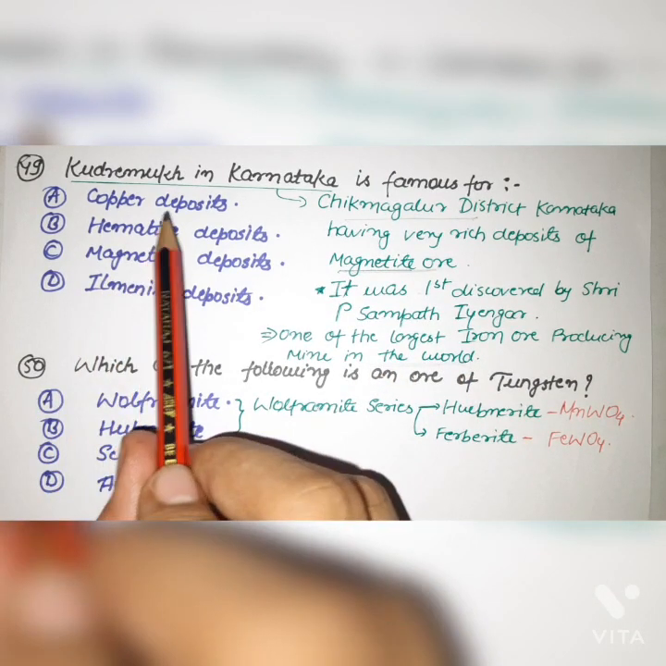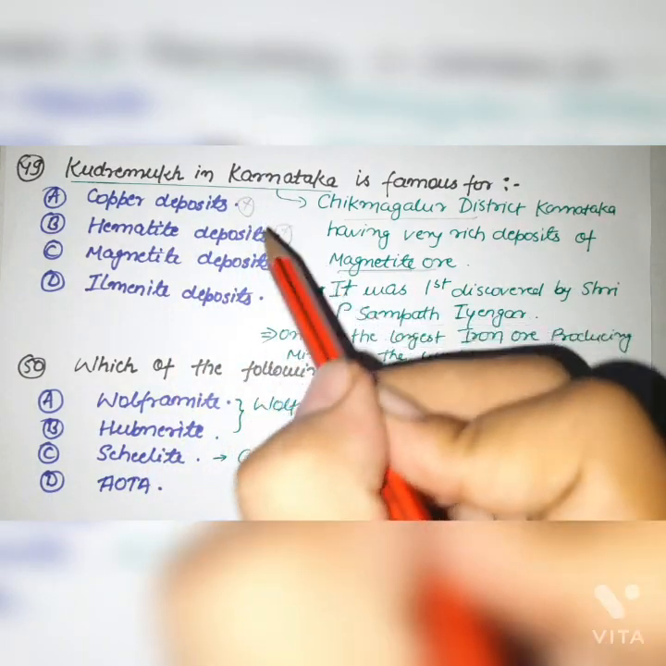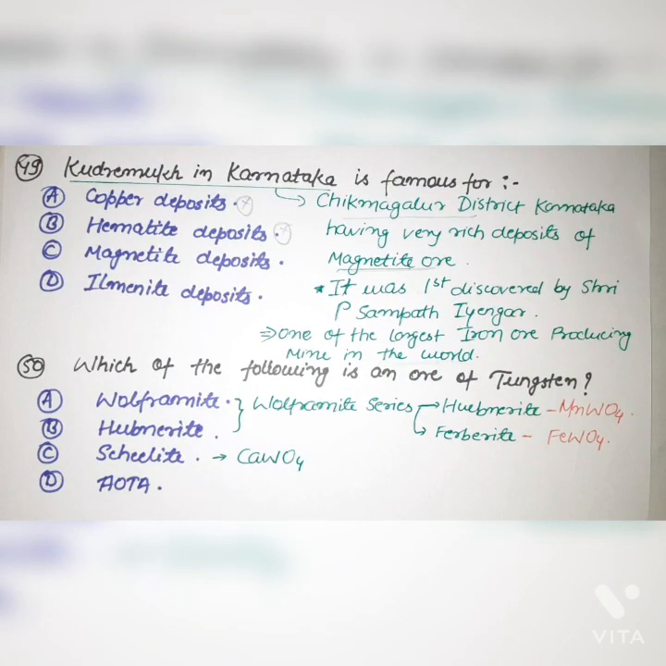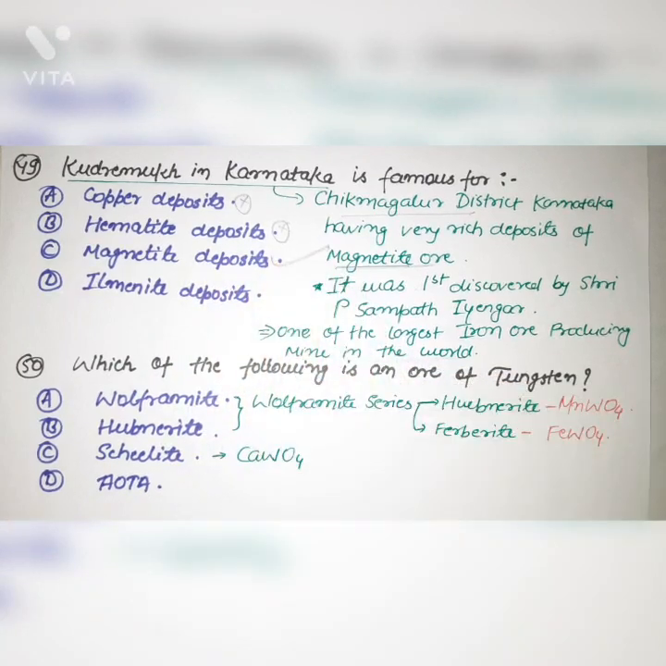Copper deposits, no. Hematite deposits, no. Though these are iron deposits, the ore that can be extracted from Kudremukh mines in Karnataka is magnetite deposit. This is also incorrect. So Kudremukh in Karnataka is famous for magnetite deposit.